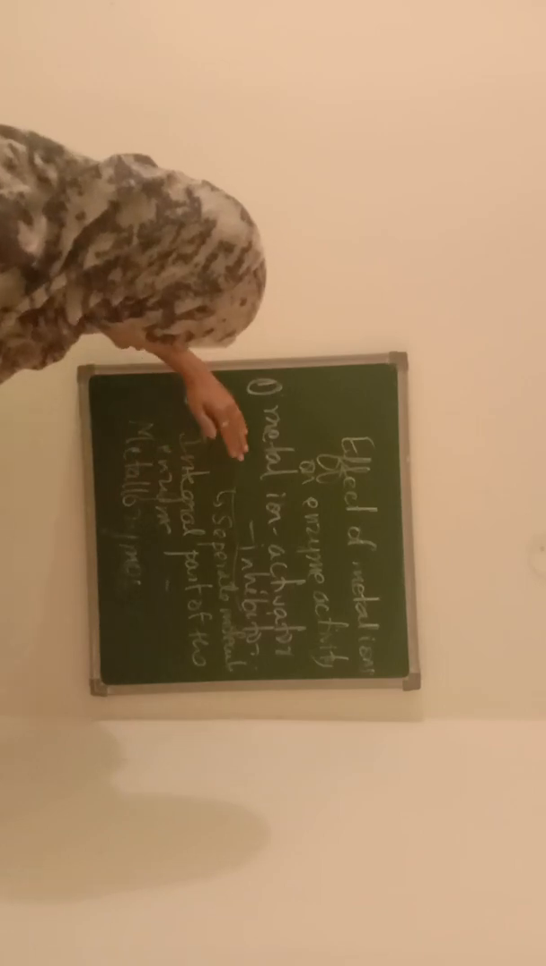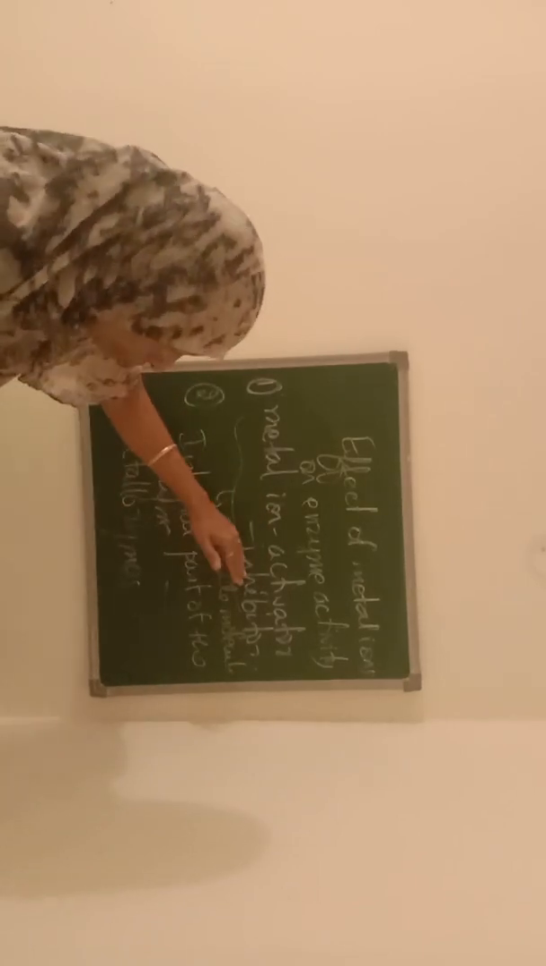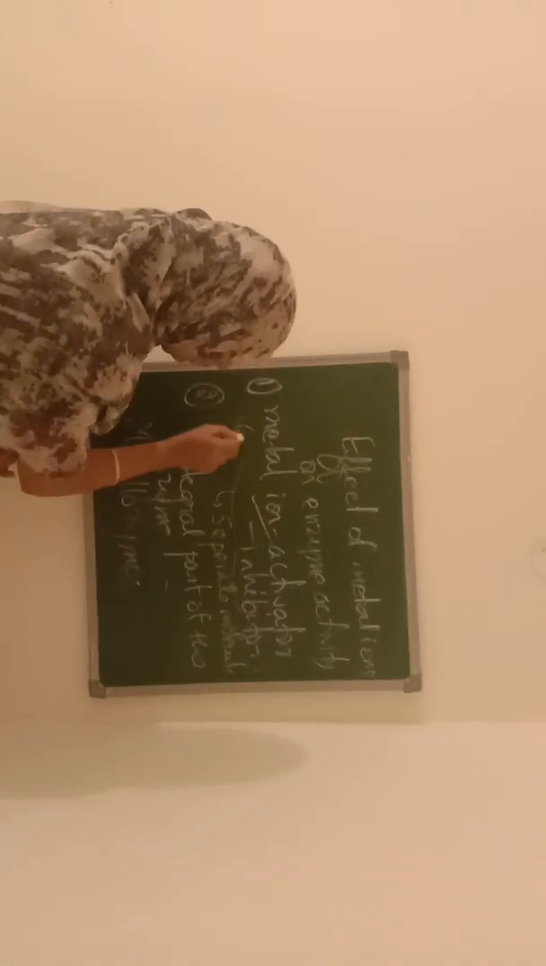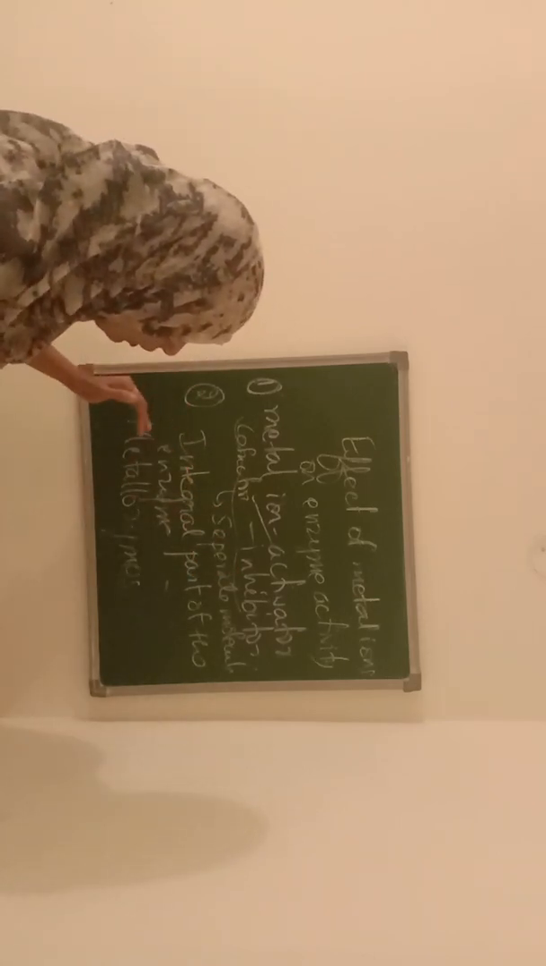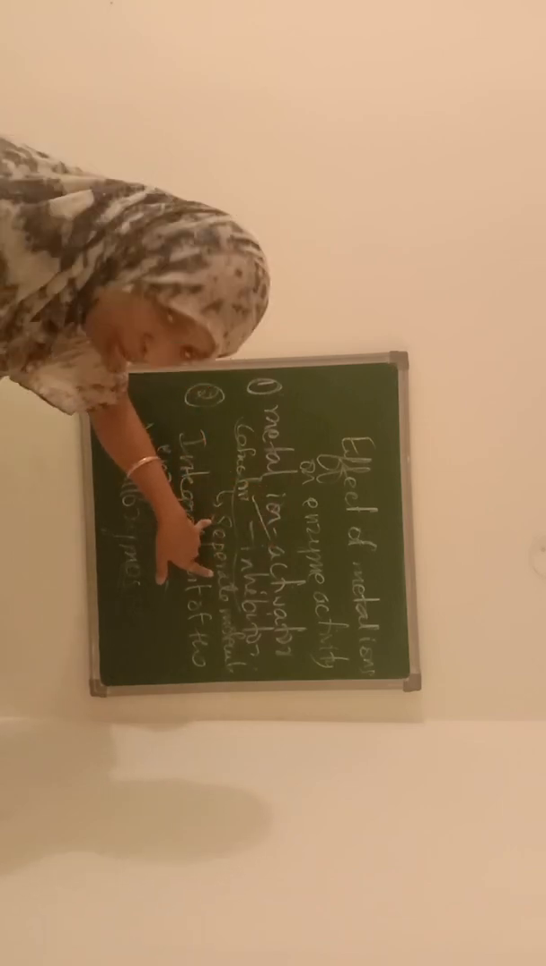So in the first case, the metal ion can act as an activator or as an inhibitor. As an activator, it will be acting as a cofactor. There is a separate chapter on cofactors, and at that time I will tell you what is meant by cofactor. Some metal ions act as inhibitors, which means they stop the enzyme activity. In both cases, the metal ion is a separate molecule.